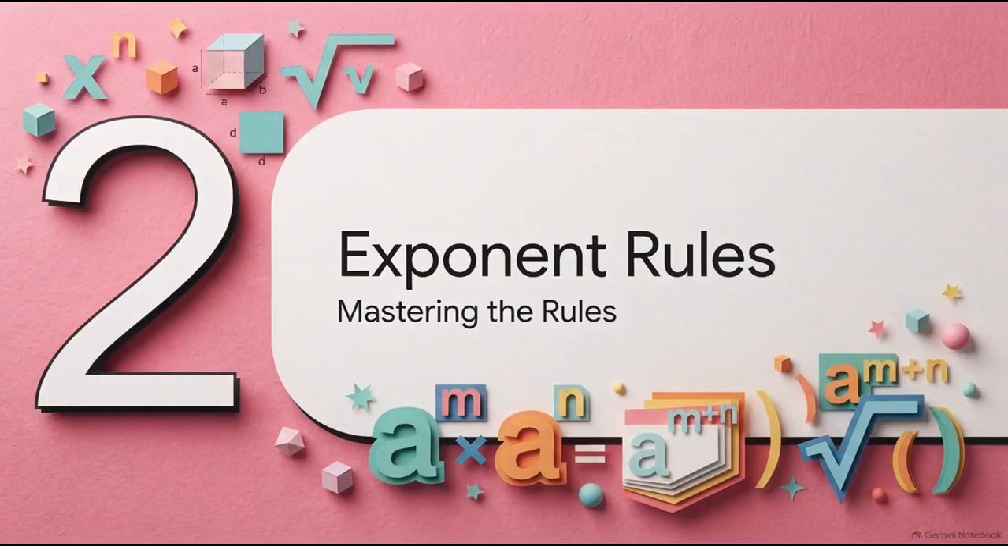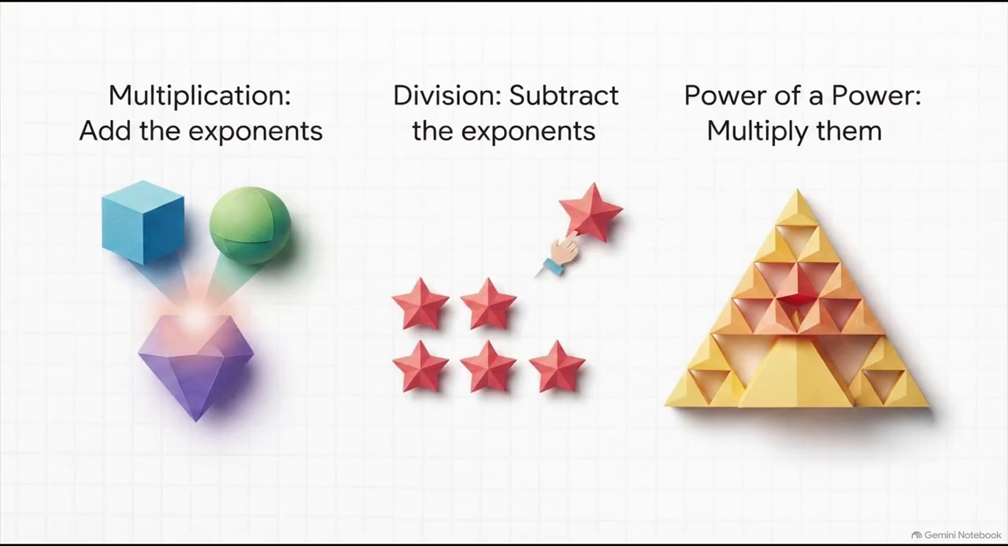Moving on to Section 2, mastering the exponent rules. Okay, let's look at the core rules, which are honestly just simple patterns. When you multiply two terms with the same base, you just add their exponents. Think about it. If you have 2 cubed times 2 to the 4th, that's just 3 2's multiplying against 4 2's. Join them all together, and you have 7 2's, 2 to the 7th.